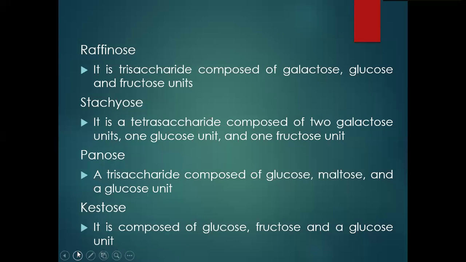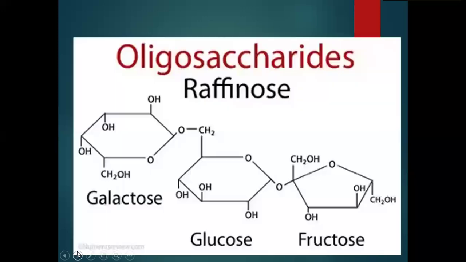Raffinose is a trisaccharide, and it has galactose, glucose, and fructose in its structure. Stachyose is a tetrasaccharide, and it is composed of two galactose units, one glucose unit, and one fructose unit. Panose, on the other hand, is a trisaccharide composed of glucose, maltose, and glucose units. Kestose is composed of glucose, fructose, and glucose in its structure.